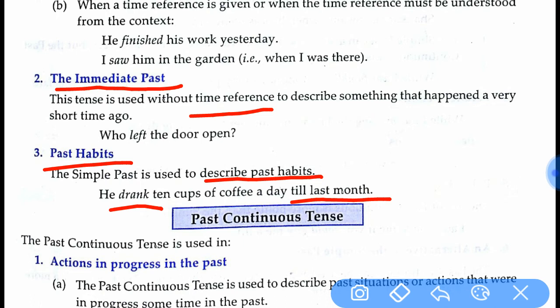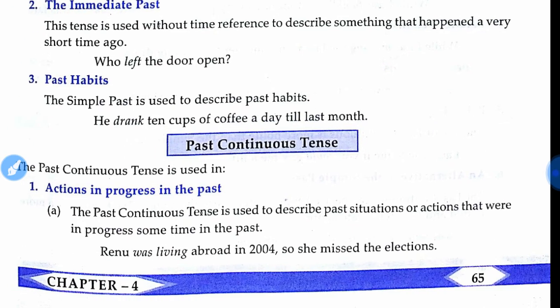So we saw the simple past tense is used for a completed action which is over just now or in the distant past, or for an action for which a time is given, or for an action that is over in the immediate past, or for past habits which are not practiced now. Now we shall move to past continuous tense.